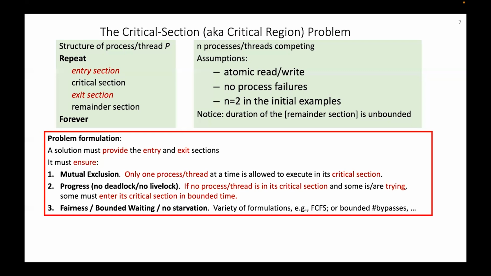Progress means that if no thread is in its critical section and one is somewhere trying to enter there, then one must enter its critical section in bounded time. Notice that we do not make any assumption about the duration of the reminder section of a thread. A thread can stay there for as long as it needs. The duration of the reminder section is not bounded in time. Let's put also a temporary extra assumption for now that we only have two concurrent threads.